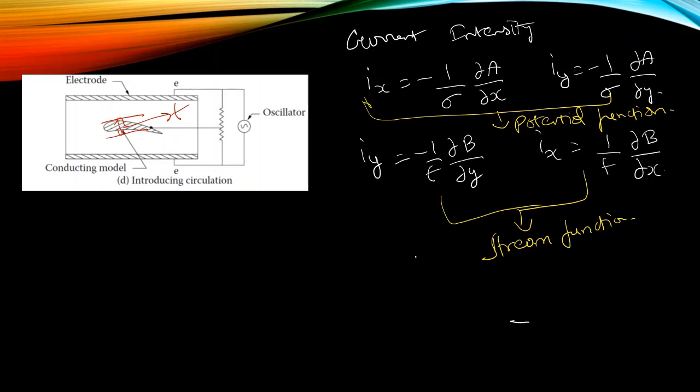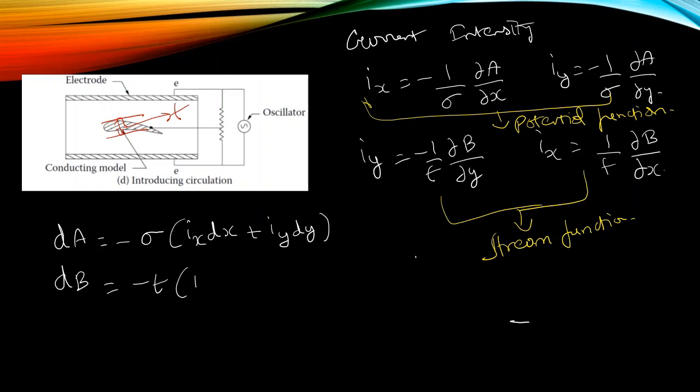It's very simple, and by using this relation you are writing the differential equation for the electrical potential function and then for the electric current function. So what is the differential equation? Let us write the differential equation as dA is equal to minus sigma (Ix dx plus Iy dy), and then dB is nothing but minus T (Ix dy minus Iy dx), right?